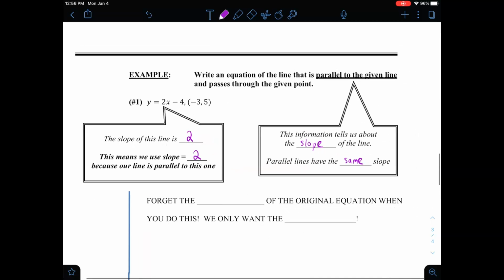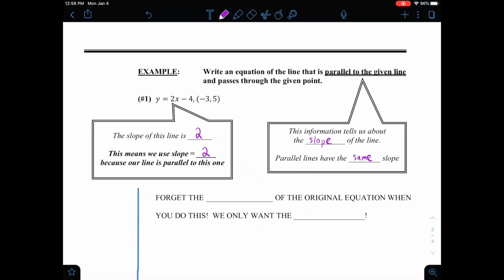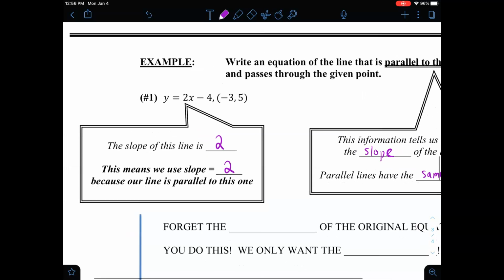But here's where people goof this up, and I see it every single year, and I'm telling you right now how to avoid it. If you're looking for the line that's parallel to the given line and passes through the given point, I would like you to circle the slope and cross off the b. We do not use the b from the original equation that they give us. We're only going to use the slope, which is our m, and we're going to use the point for our x and our y. And we're going to solve for b.